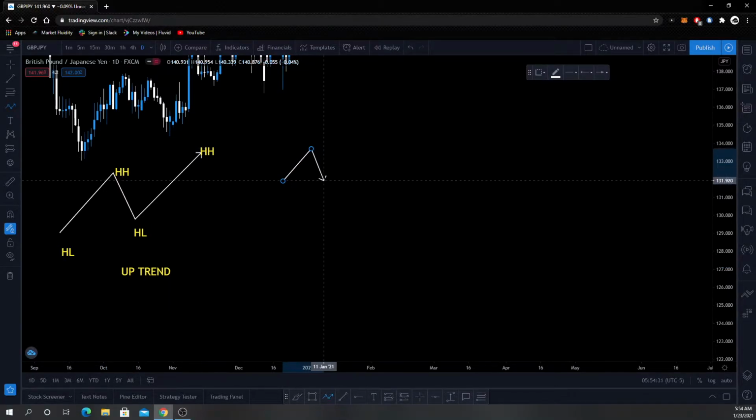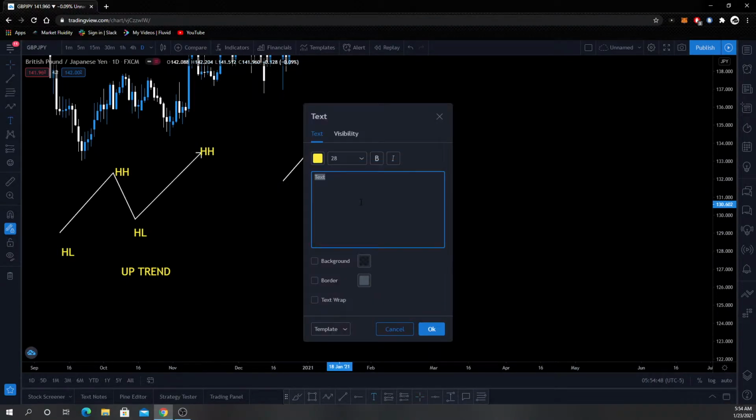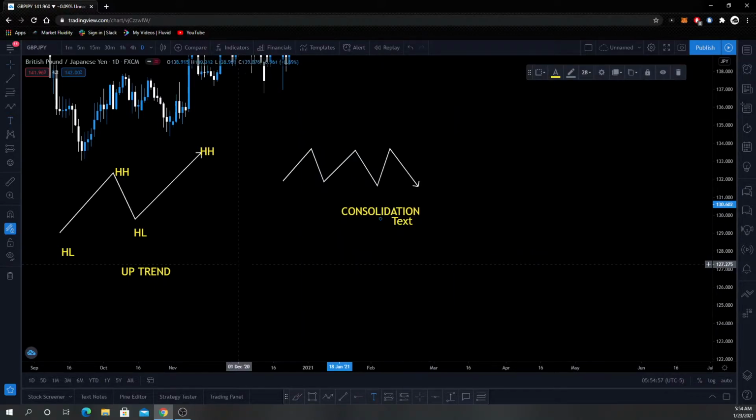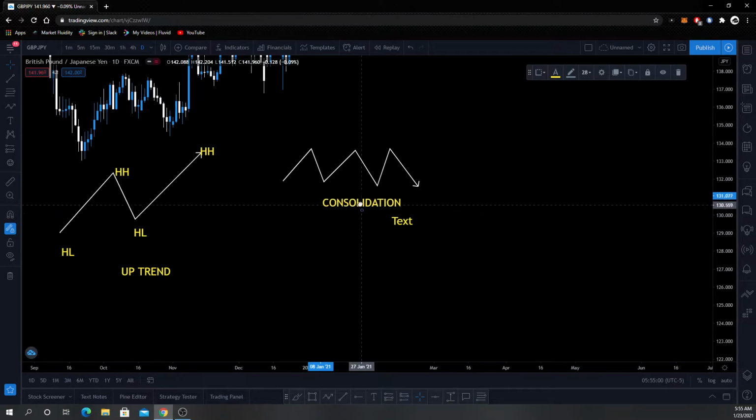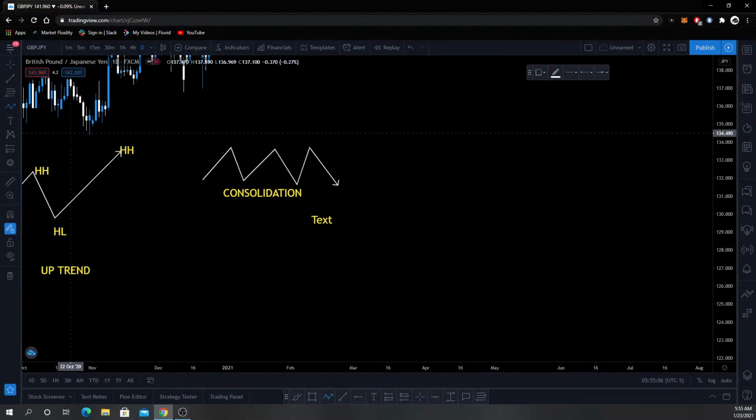Then we would have the consolidation phase. This is when the price starts going through the same level over and over, so there won't be any higher highs, higher lows, or anything. It's just going to be going through the same process. This is what we call consolidation. And then the last phase of the market, which is a downtrend.